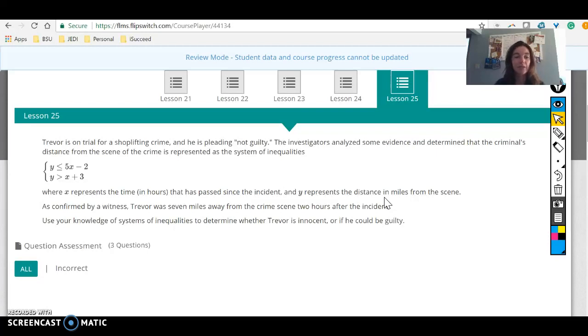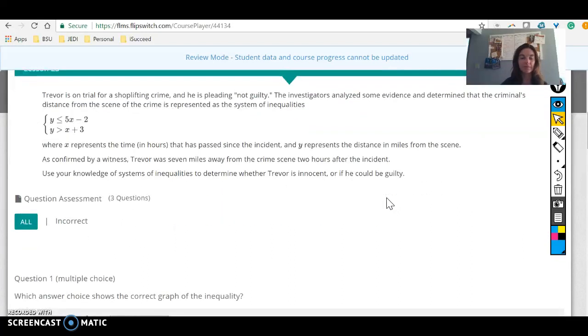As confirmed by a witness, Trevor was seen 7 miles away from the scene of the crime, 2 hours after the incident. So 7 miles away, 2 hours after. Use your knowledge of systems of inequalities to determine whether Trevor is innocent or if he could be guilty.